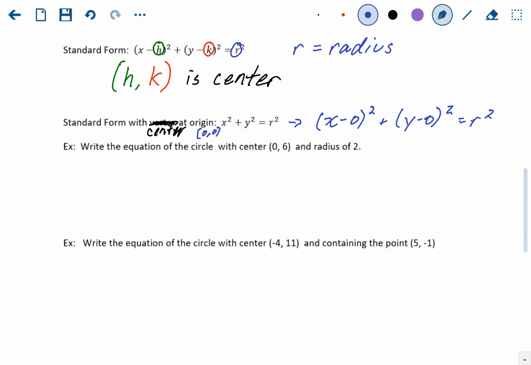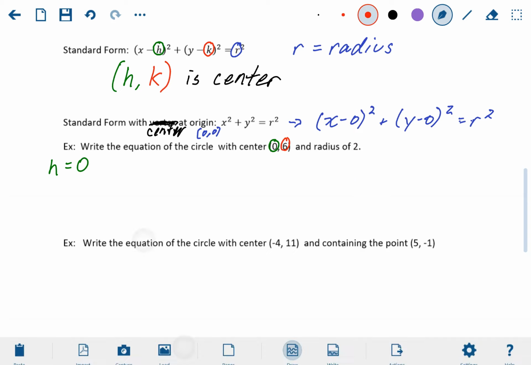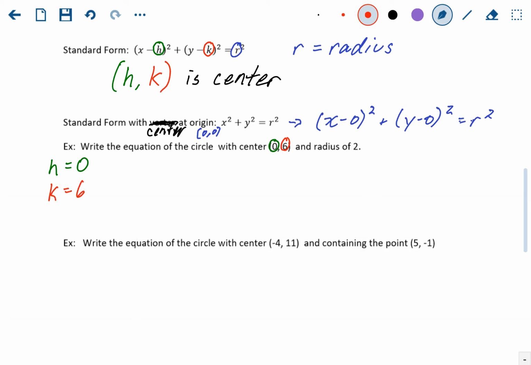Okay, so let's do a couple examples. Write the equation of a circle with a center of (0, 6) and a radius of 2. Well, you're going to have to identify what h, k, and r are. h is the x value of your center, so h is 0. k is the y value of your center, so k is 6. And then your radius is 2, so r is 2.